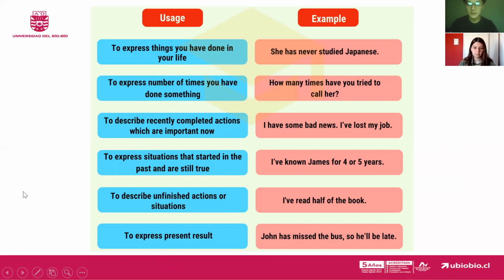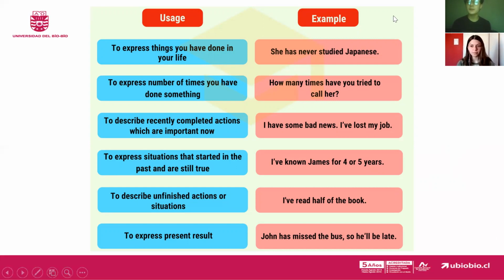The next one is to express situations that started in the past and are still true. For example, I've known James for 4 or 5 years. In this case, it's something true because he has known James for a long time. He's still knowing him. The next one is to describe unfinished actions or situations.